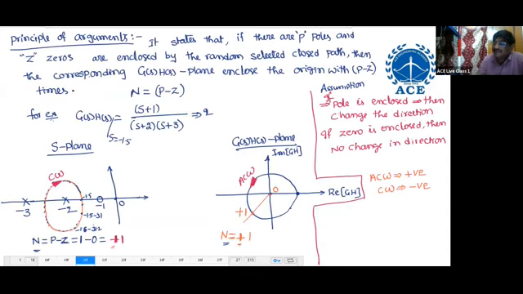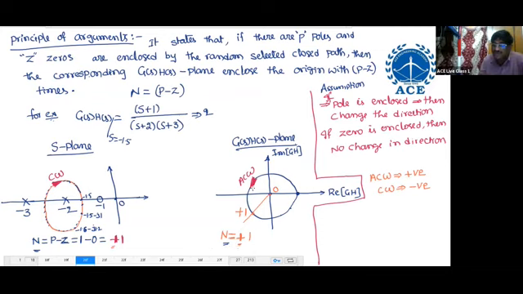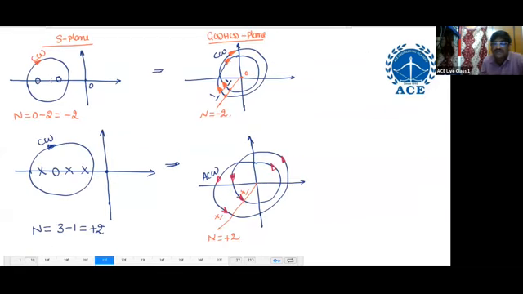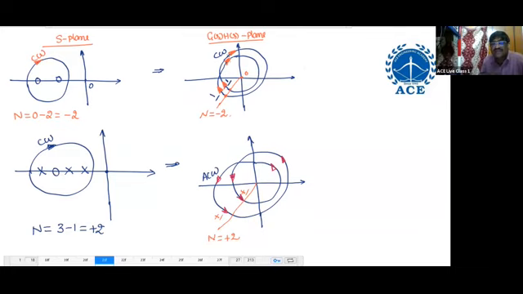Assumptions, you remember. What are the assumptions? Pole means change the direction. Zero means don't change the direction. Here the pole is enclosed, so the direction changes from clockwise to anti-clockwise. Here what is enclosed? Zero. Then what is the direction? Change or not? No change.